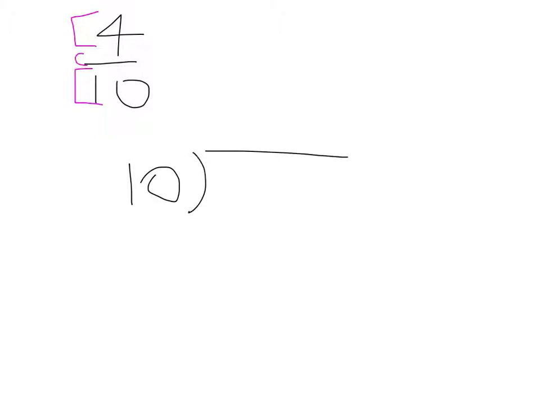Let's try 4 on 10. Again, that's saying 4 divided by 10. Not 10 divided by 4, but 4 divided by 10. So I put my 10 on the outside of my division operation. I put my 4 on the inside. And I say, does 10 go into 4? No, it does not. Put my decimal place above my decimal place.